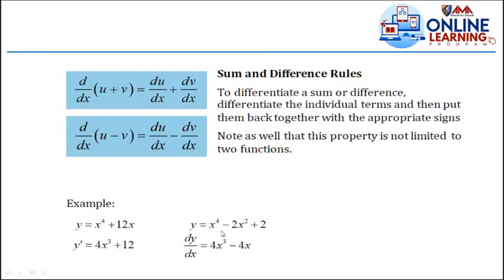So dito, x to the fourth, we have 4, x raised to 4 minus 1 is 3. Tapos ito, bring down natin ito, 2 times 2, we have 4. Then x raised to 2 minus 1, we have x raised to 1. Plus 2, derivative ng constant is 0 siya. So therefore, this is now your first derivative.